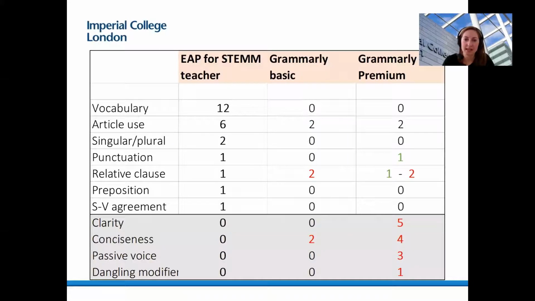Okay, so let's take a look at my first student's text. Here you can see what I identified as being issues for my student were mainly vocabulary and article use. These were the priorities for this student. These are the things they needed to address in order to really improve their text, to make it clearer. And then there were a few other grammatical issues.